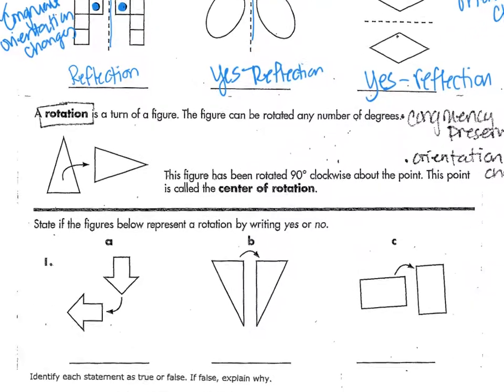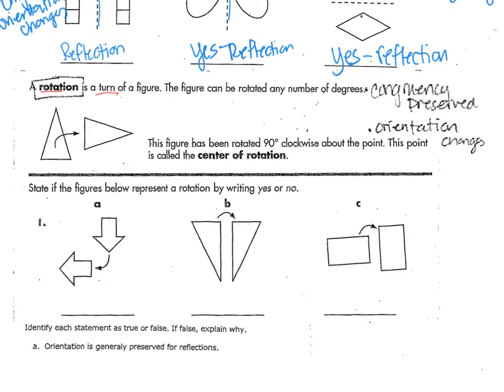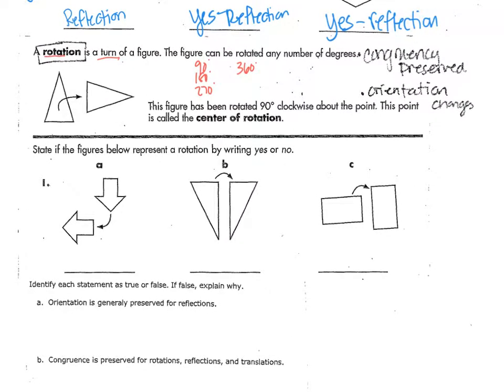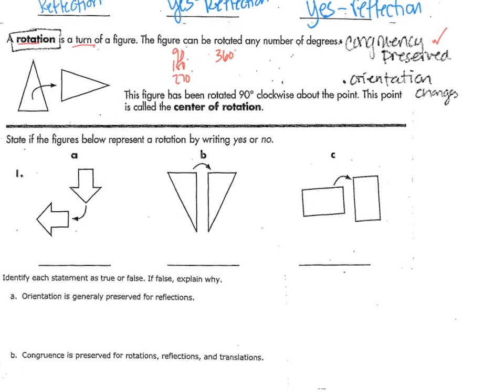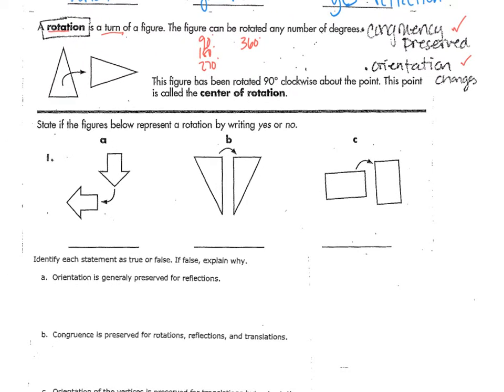Rotation, think about rotating your tires. Rotate, it's a turn of a figure. The tire can be rotated any number of degrees. So it can rotate 90 degrees, 180, 270, and we'll talk about that later. 360, if it rotates 360, then it just ends up right back in the same spot. But for right now, we just want to identify if the congruency is preserved. So does the second shape keep the same size and shape, and does the orientation change? So does it start facing a different way after it's been rotated?